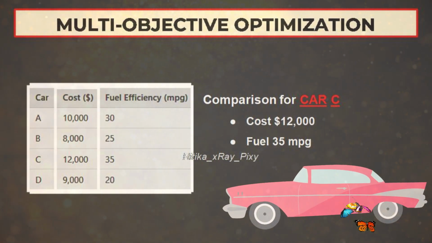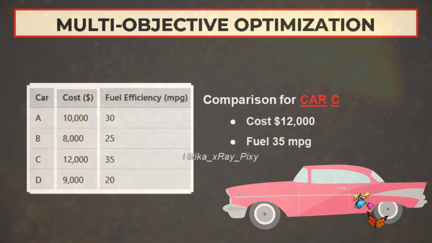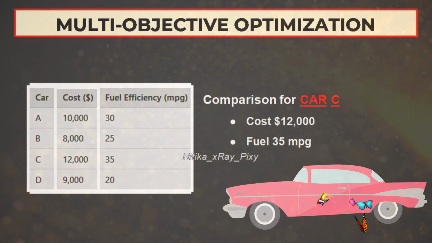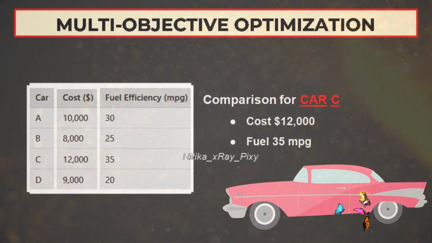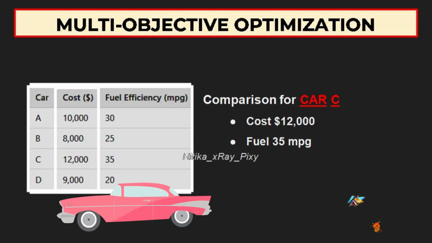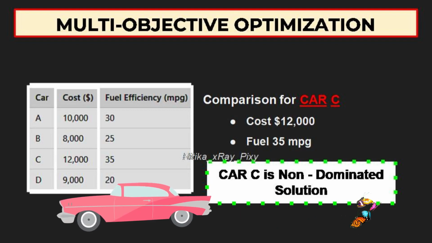The cost for this we have $12,000. The fuel efficiency for this we have 35 mpg. That is 12.39 km per liter. So right now you can see there is no car cheaper than $12,000 that offers more than 35 mpg. So this solution is also a non-dominated solution.